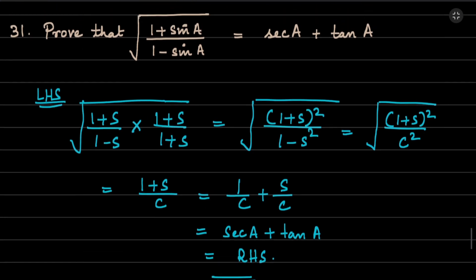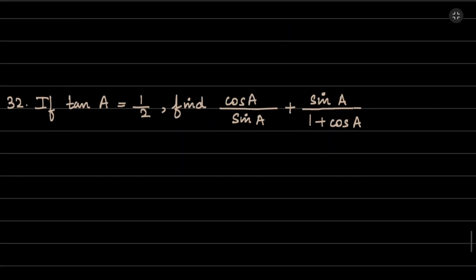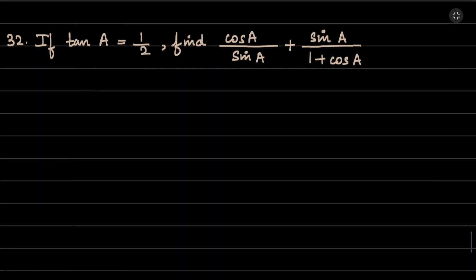Let's do the next question. Okay, so you are given tan A is equal to 1 by 2. You have to find the value of cos by sine plus sine by 1 plus cos. Again, very easy. We know tan A is equal to 1 by 2.